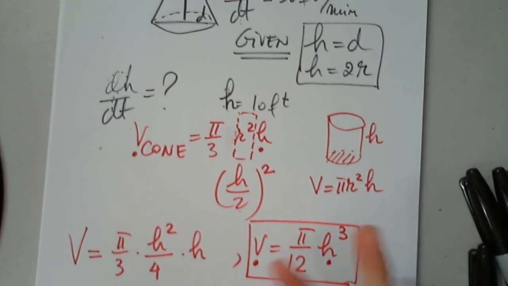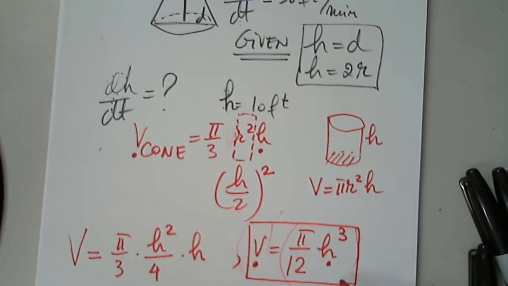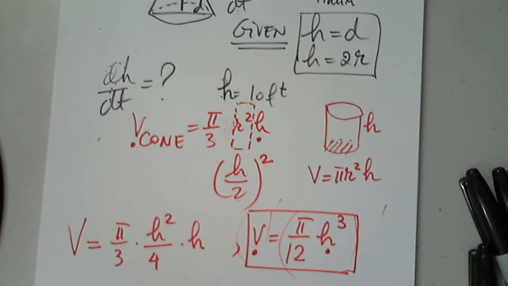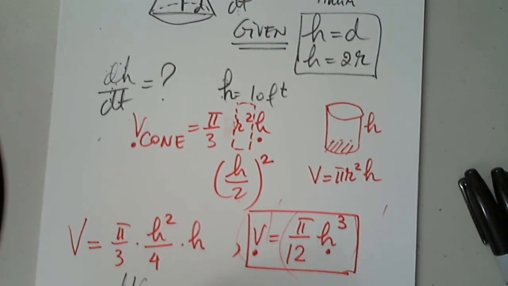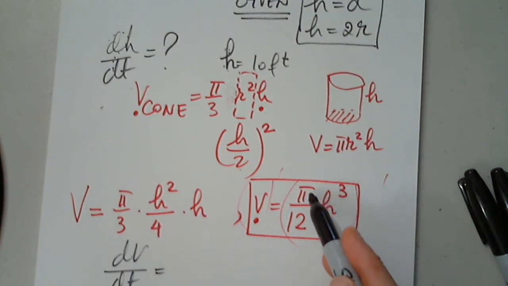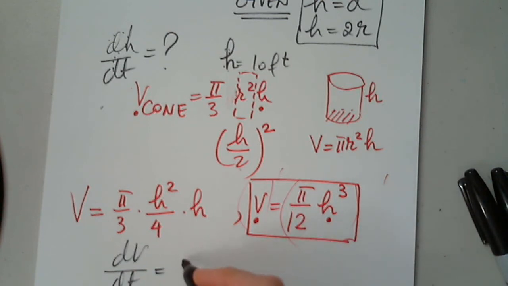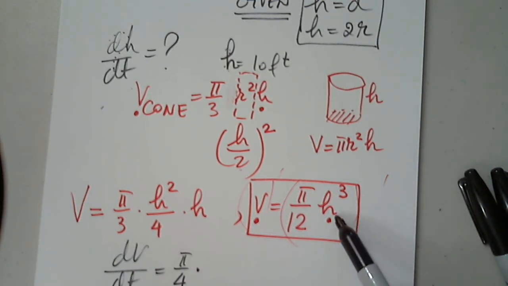Function of time, function of time. We are ready to differentiate. Can anyone tell us the left-hand side? Very good, awesome. The right-hand side. So 3 pi over 12 will be pi over 4 times the derivative of h with respect to t. Careful. We subtract 1 from the power. h squared. Awesome. Times dh/dt.